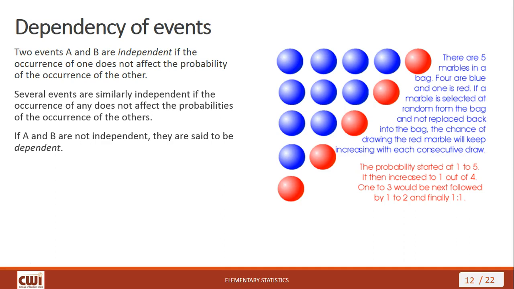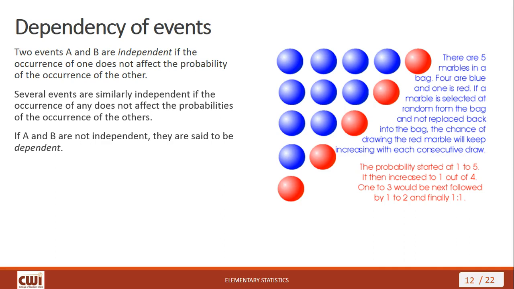Here we have an example on the slide of dependent events. If you have 5 marbles in a bag and 4 of them are blue and 1 of them is red, and you take 1 marble at random from the bag without replacement, meaning you don't put it back in. So let's say you take a marble out and it's blue. So then you've got 3 blue marbles in the bag and 1 red marble in the bag. So now you've got 4 total.